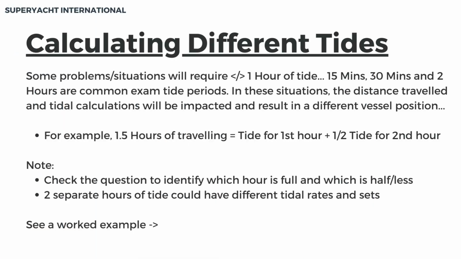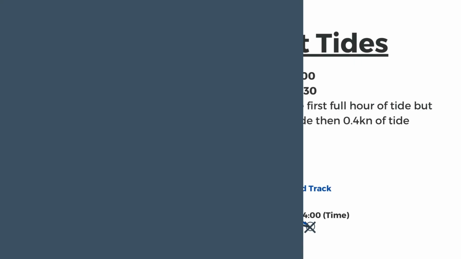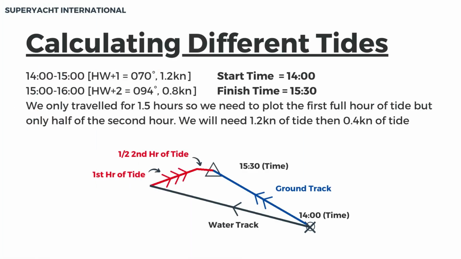Some problems will require less or more than 1 hour of tide. In these situations, the tidal calculations will be impacted. For example, 1.5 hours of traveling would need the tide for the first hour and the tide for half of the second hour, which will be different. See a worked example here.